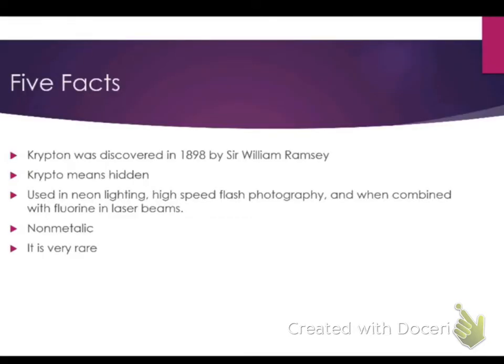5 facts. So on all that research I did, these were the 5 things I wanted to include for my facts. You get to pick and choose. Yours do not have to match mine. It's just 5 facts about your element. So my element was discovered in 1898 by Sir William Ramsay. Crypto means hidden. It's used in neon lighting, high-speed flash photography, and when you combine it with fluorine in laser beams. It's non-metallic and it's very rare. So those are my 5 facts.